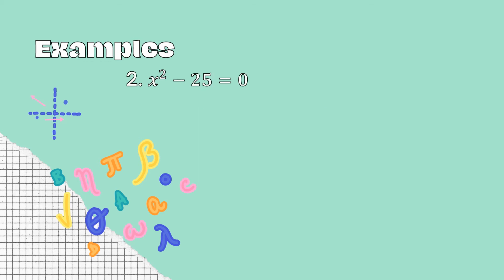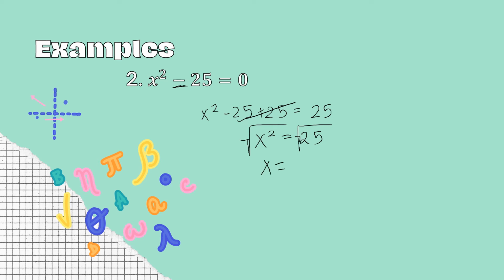For our second example, we have x squared minus 25 is equal to 0. So same thing, x squared minus 25. Since this is negative, you would add a number. And then sa kabila, positive 25. So this would cancel out. You have x squared is equal to 25. Find the square root. So square root of x squared is x. And then square root of 25. So the factors of 25 are 5 and 5. Therefore, the value of your x is positive, negative 5.